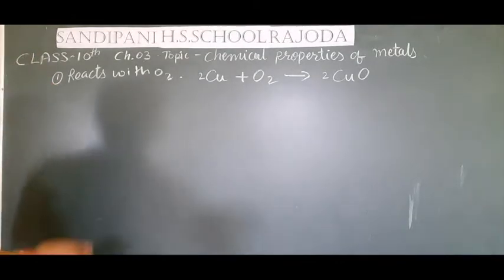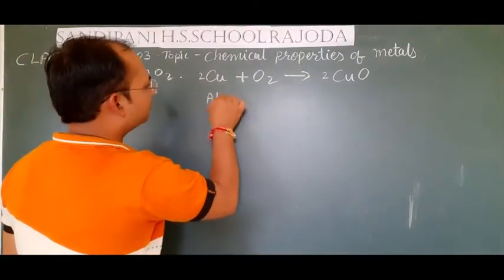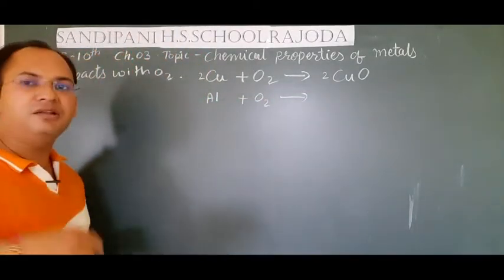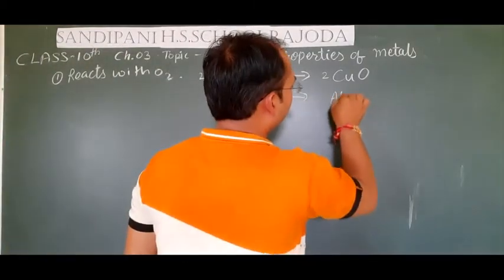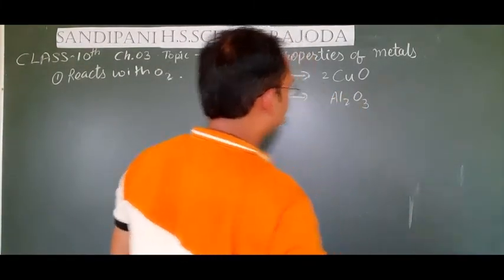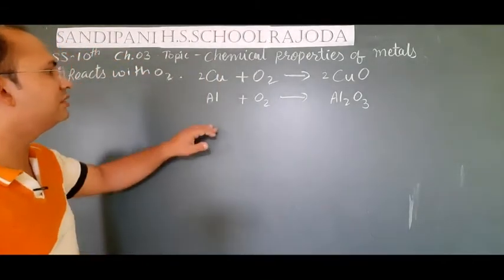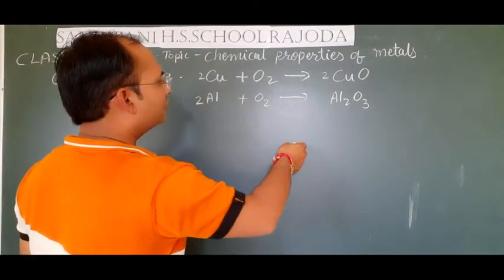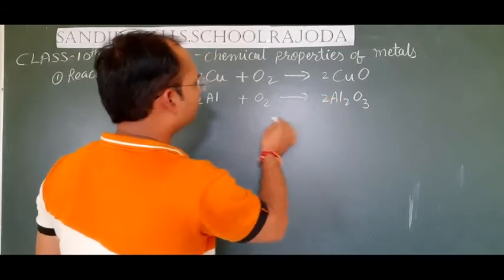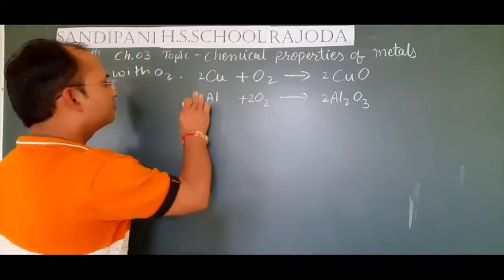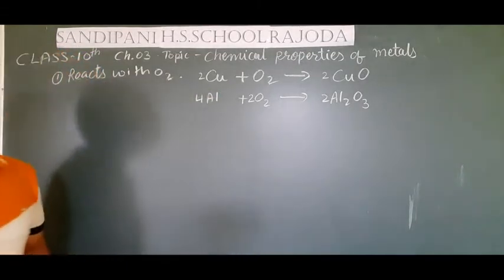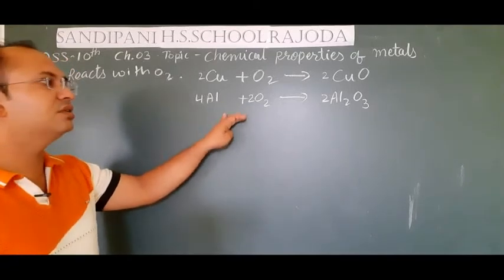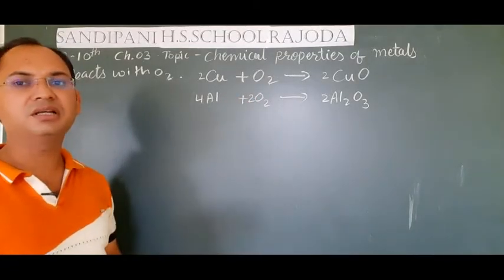Second thing, students, let's see another reaction when aluminium reacts with oxygen. Then it will produce aluminium oxide, Al2O3. The formula of aluminium oxide is Al2O3. If we balance this reaction, 2 aluminium here, 2 oxygen and 3 oxygen. So we will make it 4 aluminiums here. This reaction is balanced. So in this way students, the metals react with oxygen and produce metallic oxide.